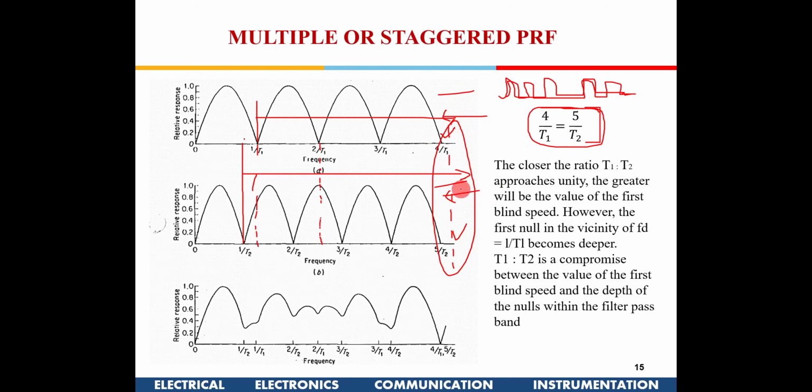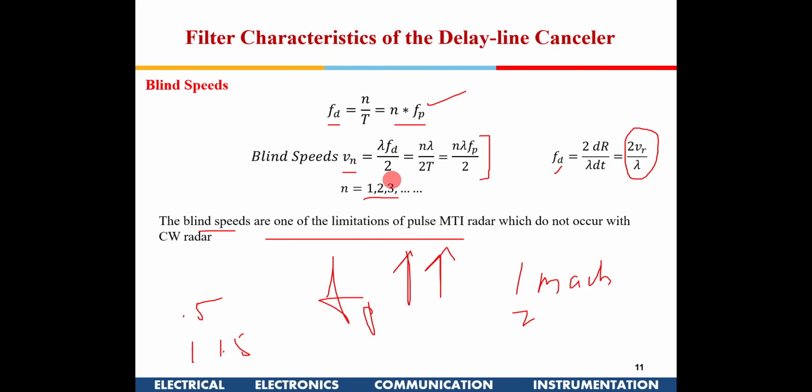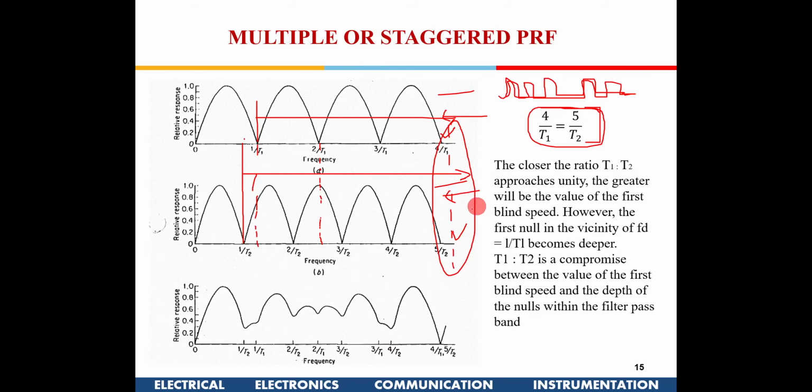Whenever both those velocities are matching, if you go back to this equation, there will be two sets of velocities, one given by the first PRF and the second given by the second PRF. Only when those velocities match will you have the blind speed. So you can take the LCM of both of them, and the blind speed will be pushed much farther ahead. That way we can improve that particular aspect.